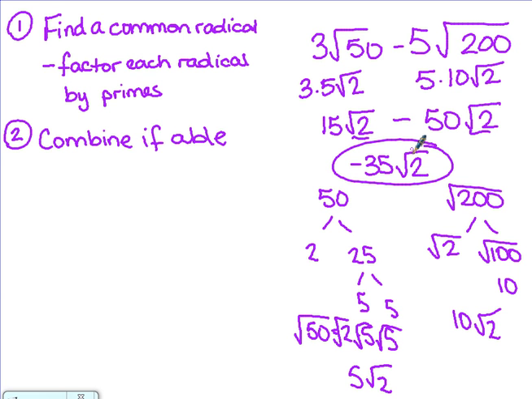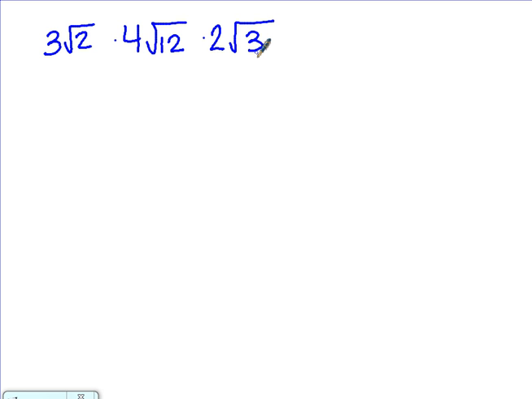Let's look at another example. In this next example, we have 3 root 2 times 4 root 12 times 2 root 3. In this case, we're multiplying the radicals. Now, when we multiply radicals, we multiply all the numbers out in front, and then we multiply all of the radicals. So 3 times 4 times 2. Well, 3 times 4 is 12. 12 times 2 is 24.